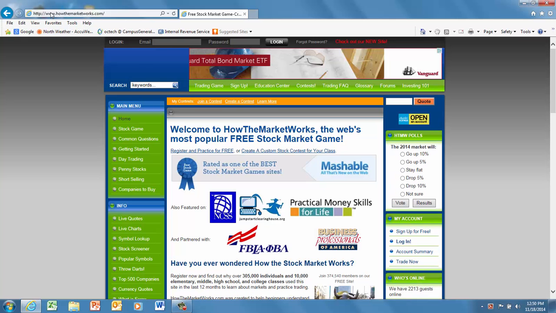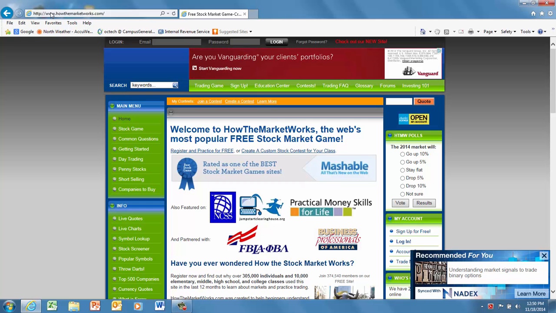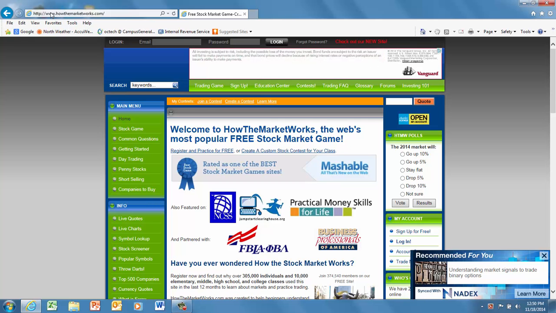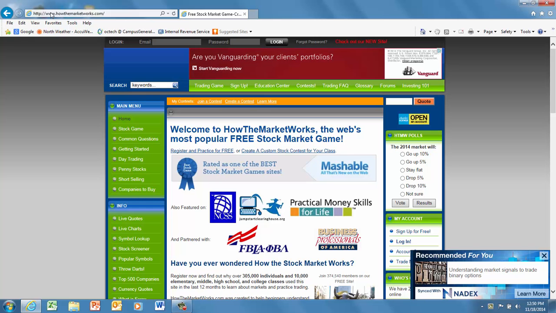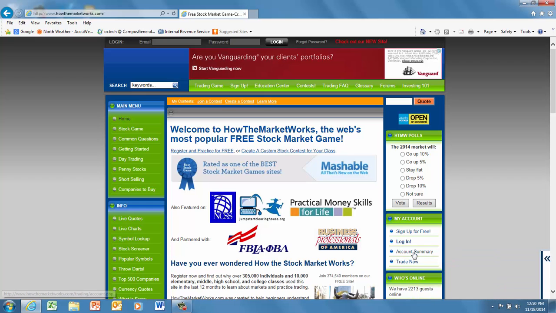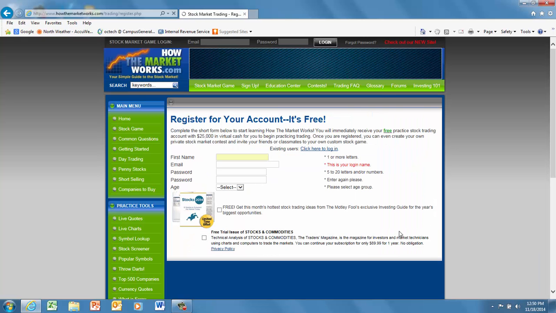And you get to this website here called How the Market Works, and this is where your game is set up. Before you can play the game, you have to sign up with How the Market Works. It is free. Over here on the right hand side, it says My Account, sign up for free or log in. So once you have your login, you'll just go to login. Otherwise, you'll go here your first time and sign up for free.